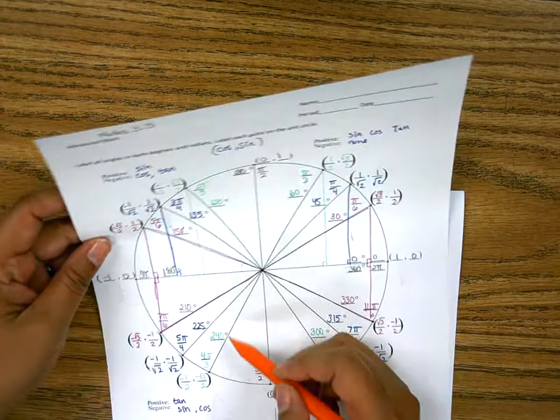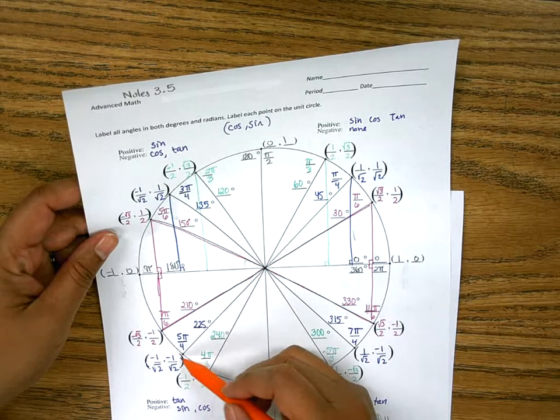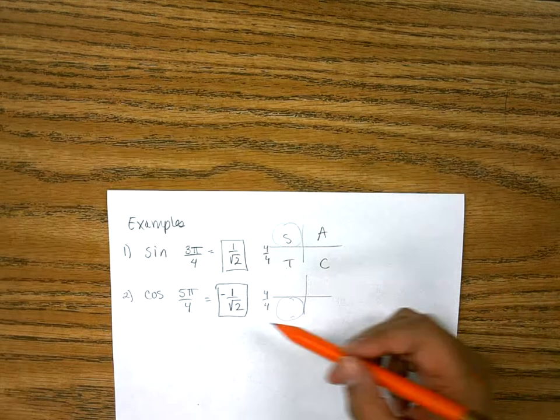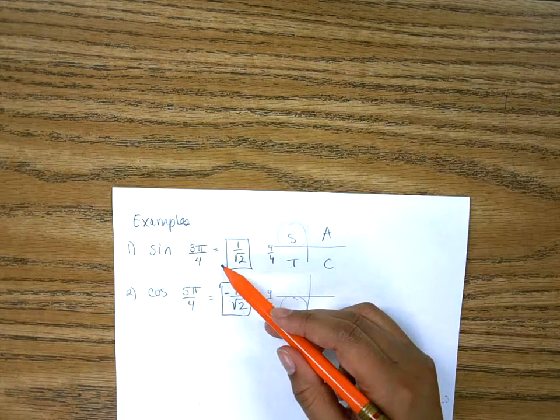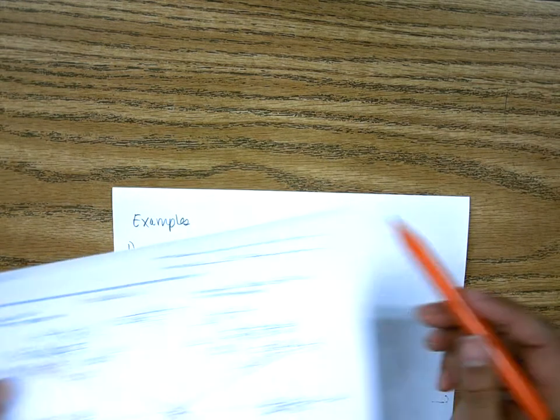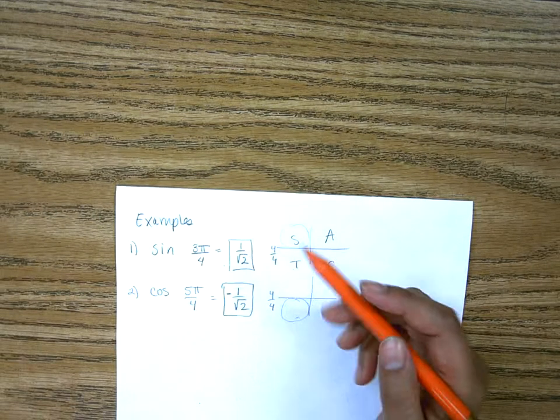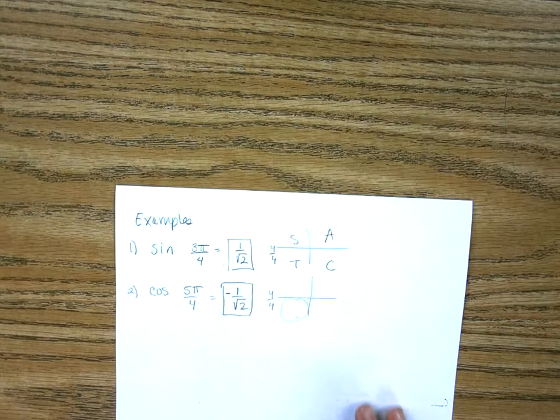Like if you do cosine of 5 pi over 4, and then you're looking for 5 pi over 4, and cosine is x, so it's negative 1 over root 2. You can do that. Sine of 3 pi over 4, sine is y, so you're looking here and it's 1 over root 2. Again, same answer.